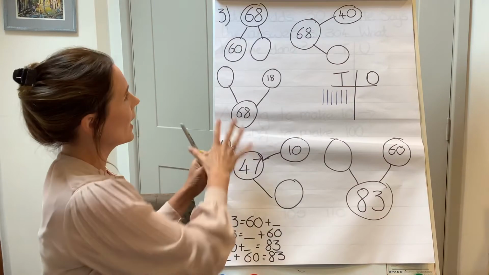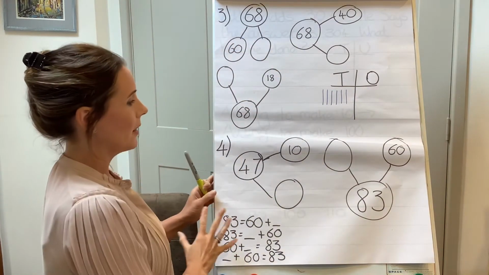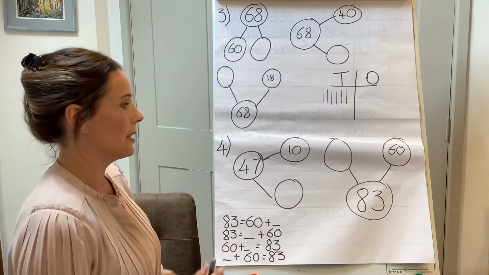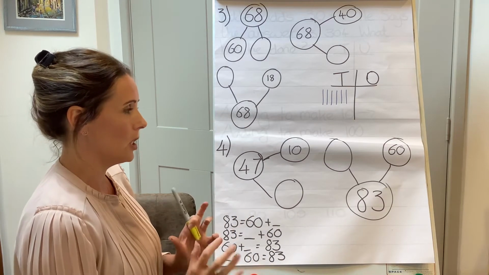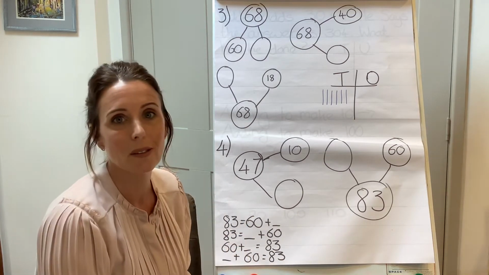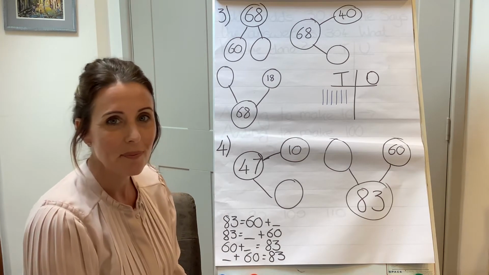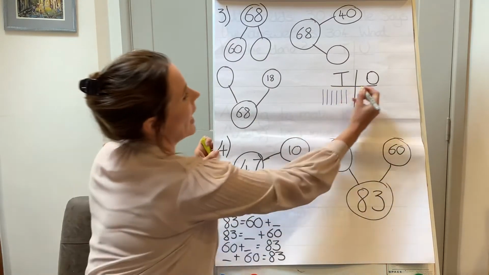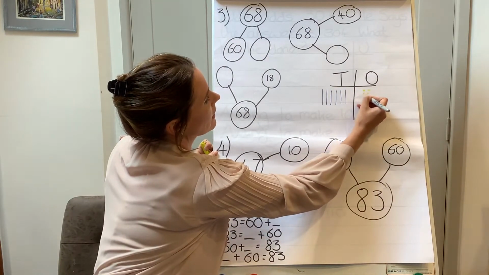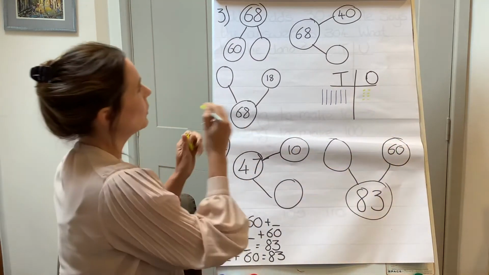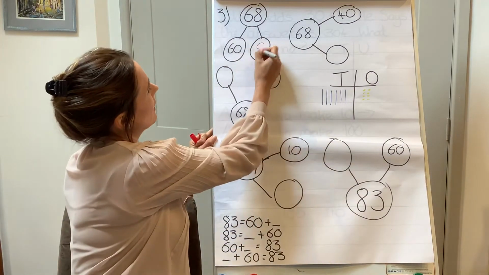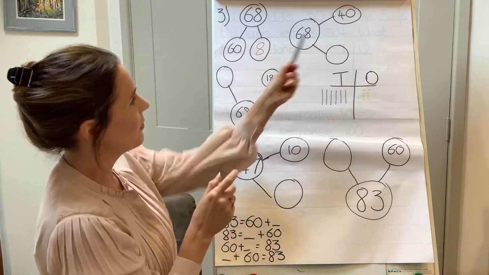Okay, pause it, have a go at this, and then have a go at making these 2 numbers using different ways of partitioning the number into tens and ones. Off you go. Okay, so the first one, 60 and 8 is equal to 68. And then this one, it's been split up into 40.